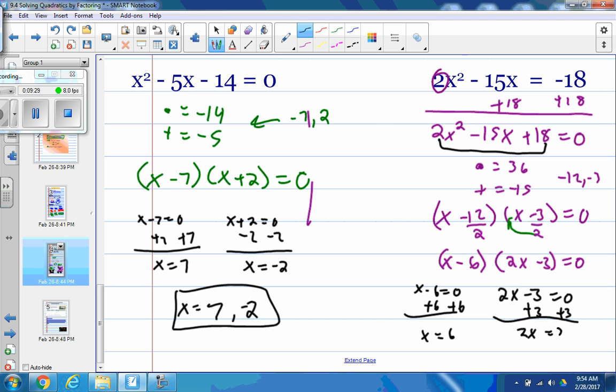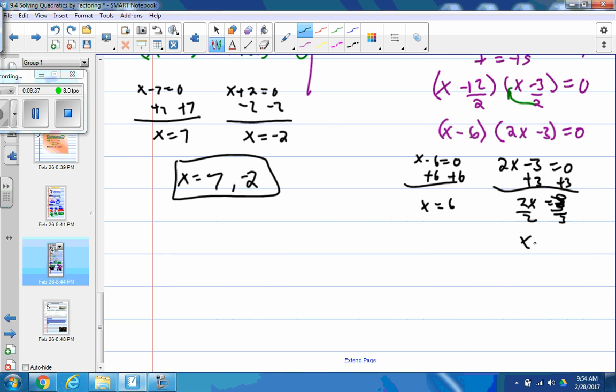And then divide by 2. Sorry, 3. That's a 3 right there, I promise. Divide by 2, you get x equals 3. Sorry, this is supposed to be a 2. 3 over 2. So our two solutions for this one are 6 and then 3 halves, or 1 1/2.